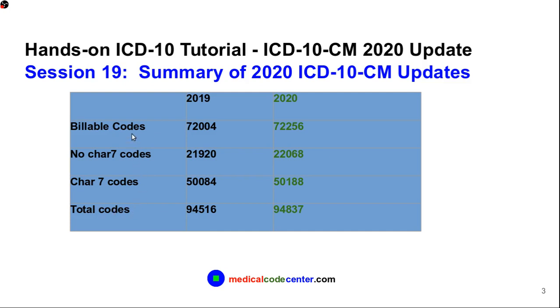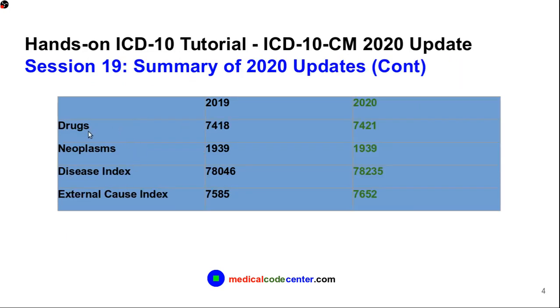For example, the category codes, the 3-digit category codes. For the job table, we have around 3 more entries. And for the neoplasm, we have the same number of codes. And for the index for the disease, we have around 189 more entries. For the external cause index, we have around 67 more entries. So that's the overview, the summary of the 2020 update.